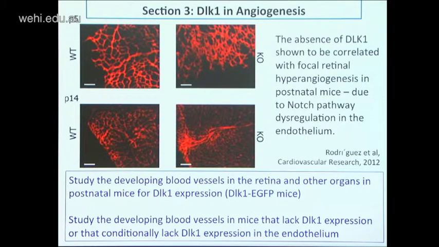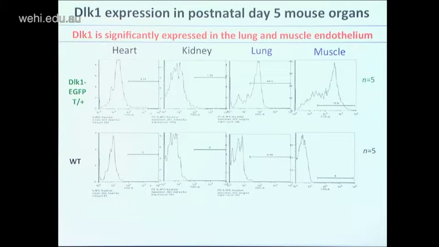For the first objective, we looked at postnatal day 5 mice organs and looked at the endothelium of those organs and found that on day 5, Dlk1 is significantly expressed in the lung and muscle endothelium.